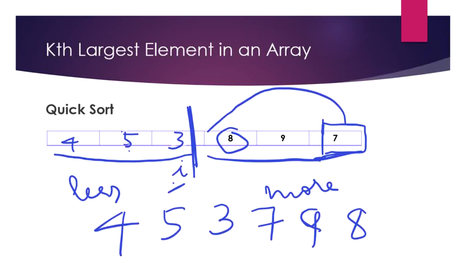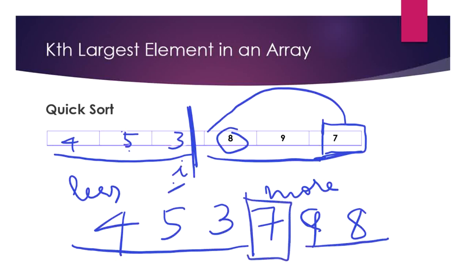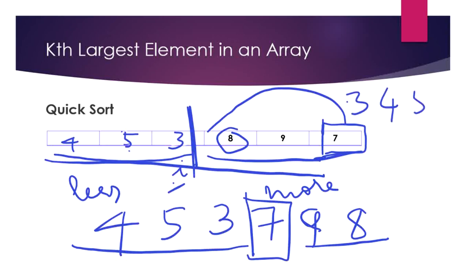So if you observe, these are numbers less than the pivot element, these are numbers greater than the pivot element, and this is the final position of the pivot element. That is, this number will not move till all the iterations are complete. See, if you manually sort this array, it will become 3, 4, 5, 7, 8, and 9. So this fourth position is the final position of 7.